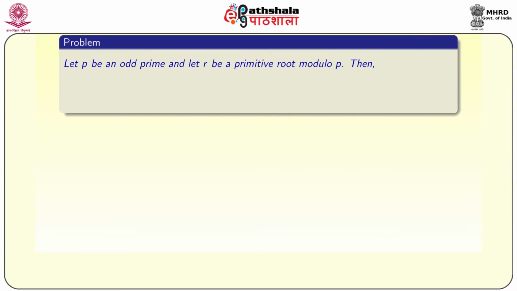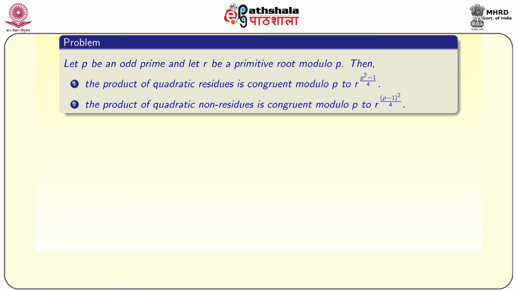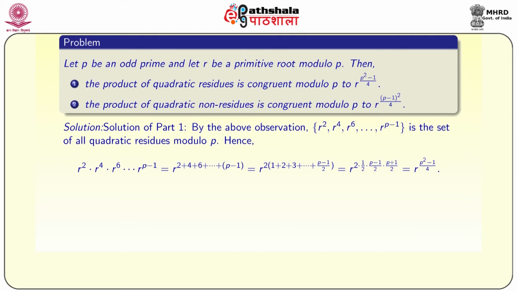Now, we will see another important problem. Let p be an odd prime and r be a primitive root modulo p. Then the product of quadratic residues is congruent modulo p to r power (p square minus 1) by 4, and the product of quadratic non-residues is congruent modulo p to r power (p minus 1) whole square by 4. This is very easy. So, the solution is for part 1 first.